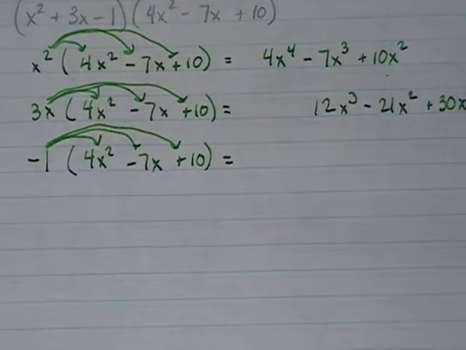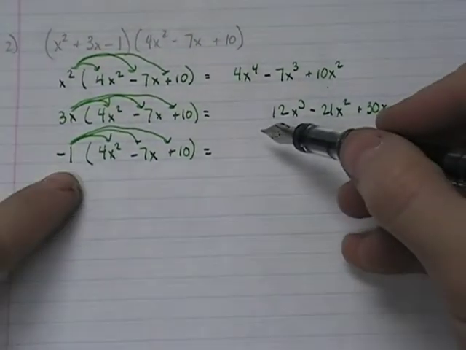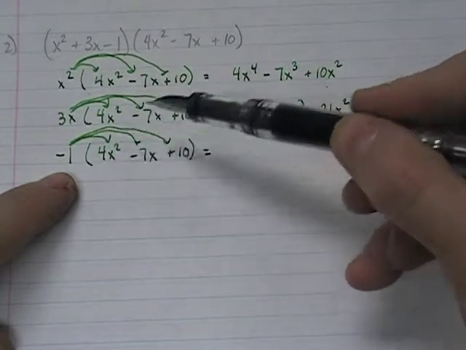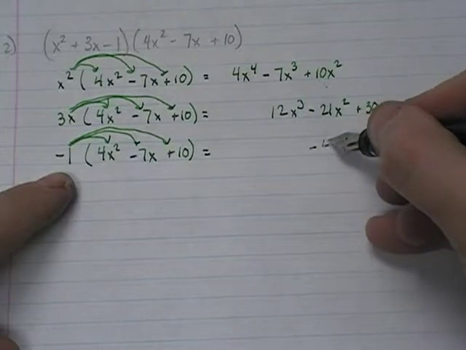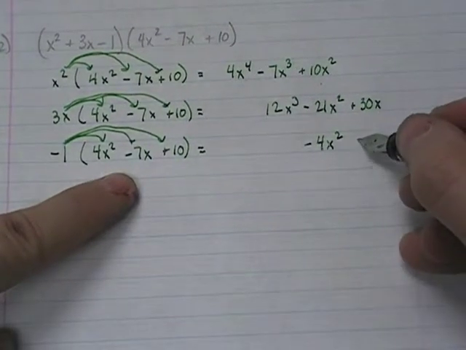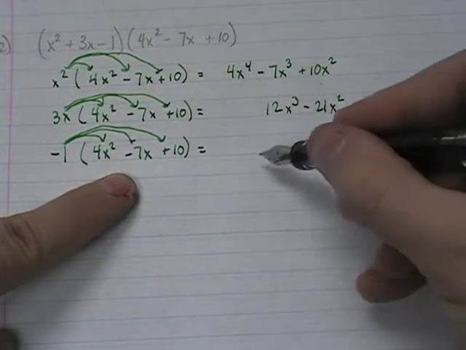And then our third term, I'm going to zoom out just a little bit so that we can see this. And then our third term, this is really easy. Negative 1 times anything, it's just going to change the sign. So I just say, okay, so that 4x squared is going to become negative 4x squared. And the negative 7x will become positive 7x. And the positive 10 will become negative 10.